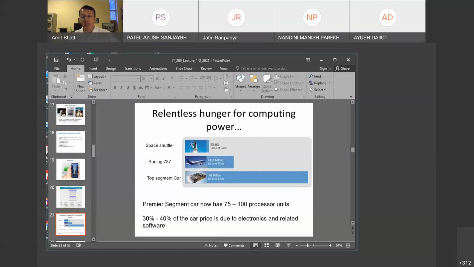So the space shuttle, when it was designed, and the space shuttle program is an old program, started in 2000 or late 90s, had 500,000 lines of code. The Boeing 787, what they call the Dreamliner, and unfortunately it didn't succeed in the market, had 3 to 5 million lines of code. And of course, the reason for it not being successful was not in coding, there were other issues. And now a top segment car has almost 100 million lines of code. Codec itself is a long thing, plus there are various other things. So now you can imagine there is a continuous hunger for power.